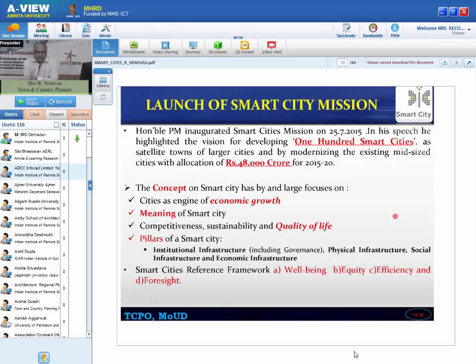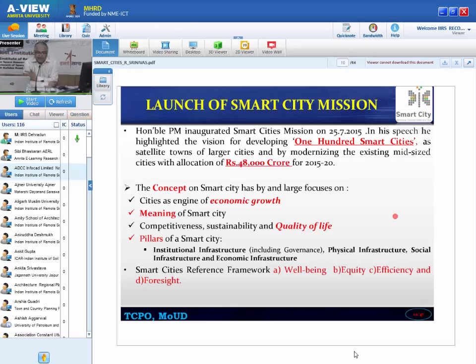But what is this concept of a smart city? The guidelines have highlighted that the smart city should be envisaged as an engine of economic growth. It also dwells on the meaning of a smart city. It mentions competitiveness, sustainability, and quality of life, and the pillars of a smart city: institutional infrastructure, physical infrastructure, social infrastructure, and economic infrastructure.